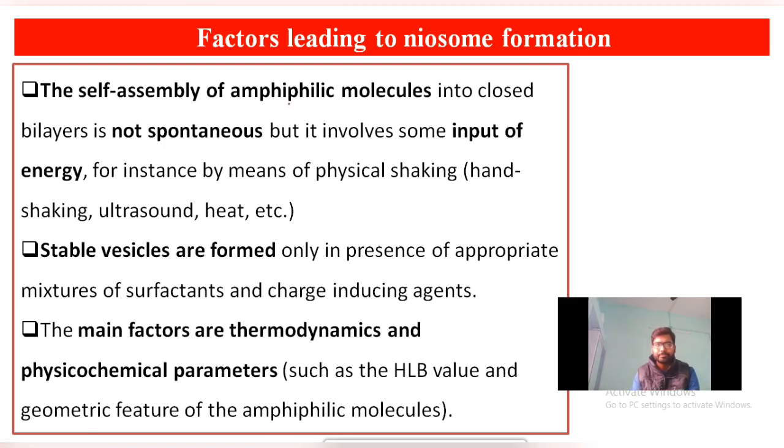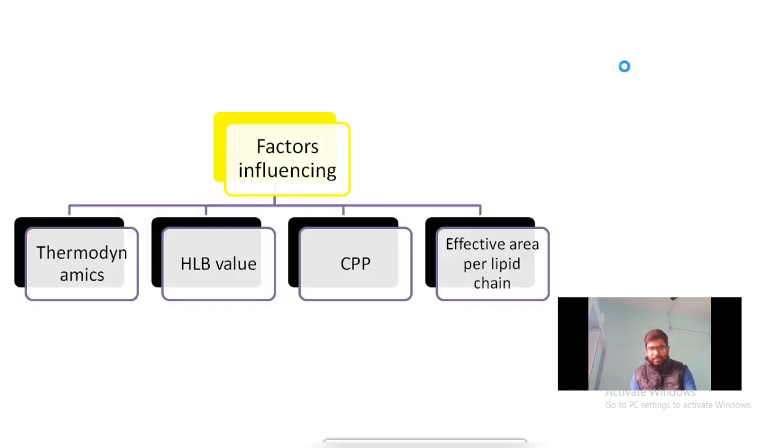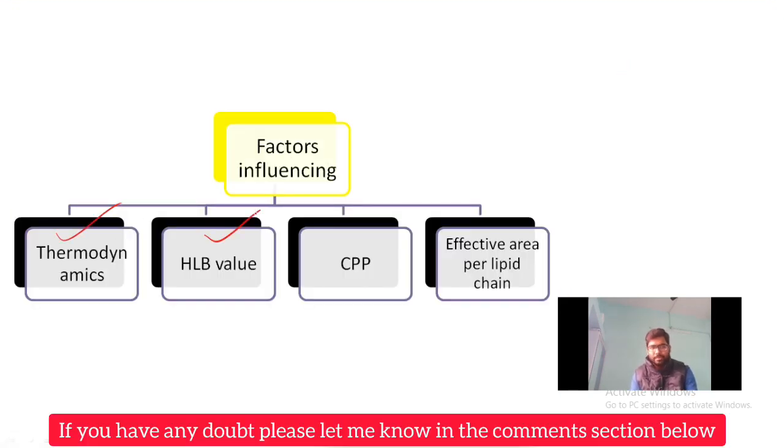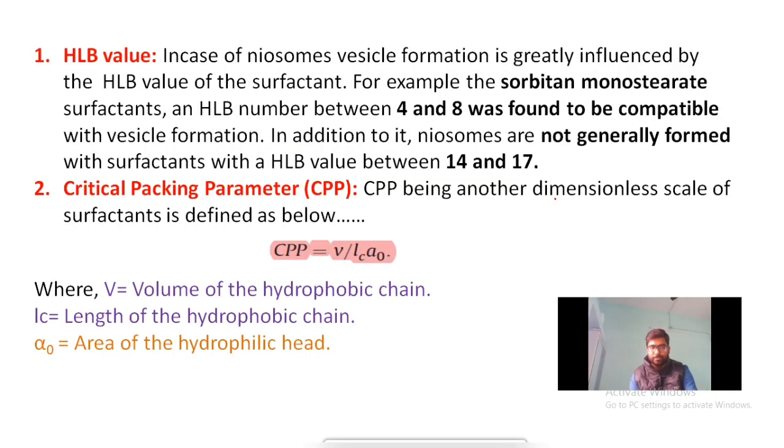Then coming to the next point, factors leading to Niosome formation. There are several factors; the main factors are thermodynamics, then HLB value of the surfactant, then critical packing parameter, then effective area per lipid chain. These are the factors that have a good impact on Niosome formation. In case of HLB value, all of you know what HLB value is. It's a dimensionless quantity to characterize the property of the surfactants. It also has a great role in Niosome formation.